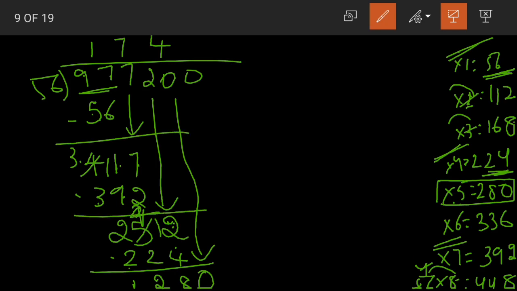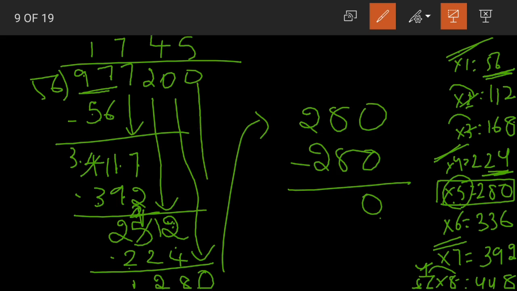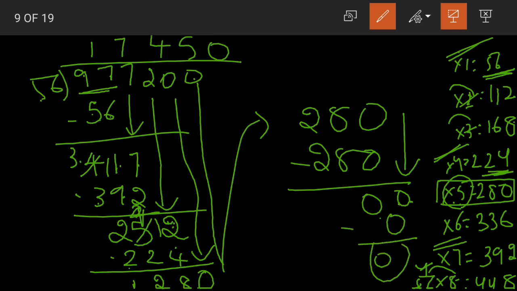Wait a minute, yes. So 280, I am writing this 280 here. 56 5s are 280. When we subtract, 0 will be the answer. Again we are having another 0, right children? It is important to bring that 0 down. See, we are bringing 1 0 down. Now 56 zeros are 0 and then the remainder will be our 0. Okay children? It is important to bring this 0 down and then multiply it with 0.